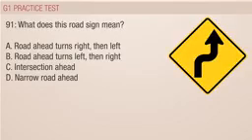Question 91. What does this road sign mean? A. Road ahead turns right, then left. B. Road ahead turns left, then right. C. Intersection ahead. D. Narrow road ahead. Answer A. The road ahead first turns right, then left.